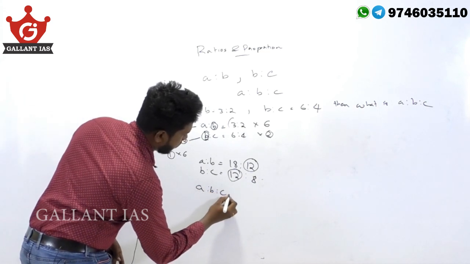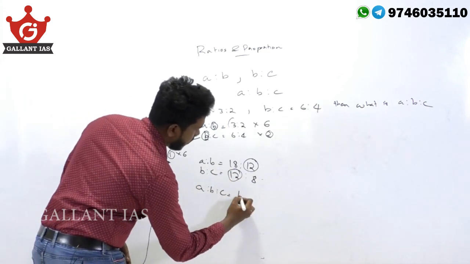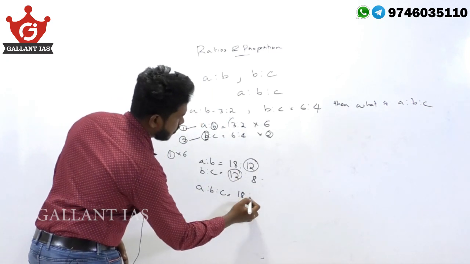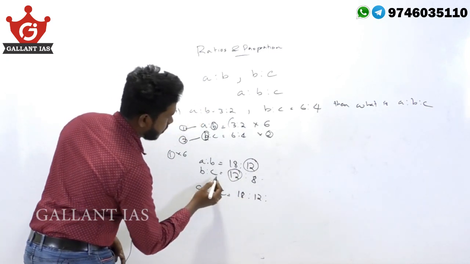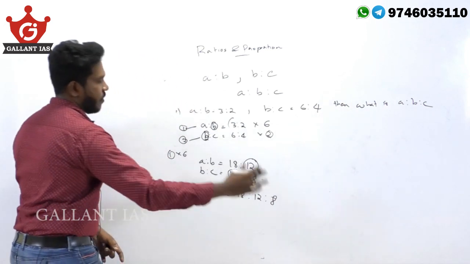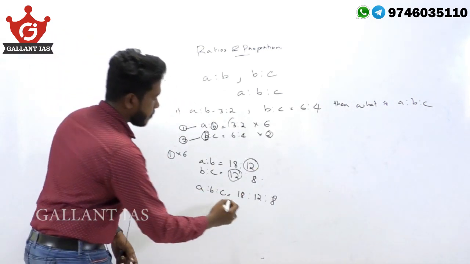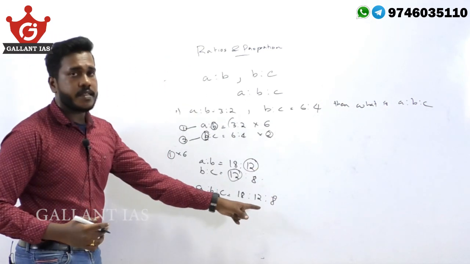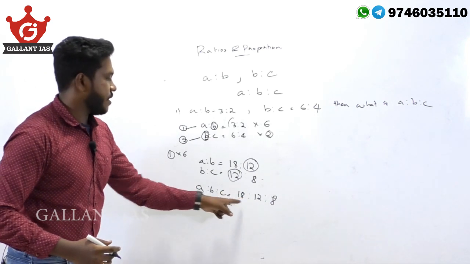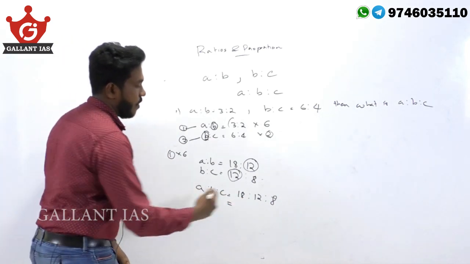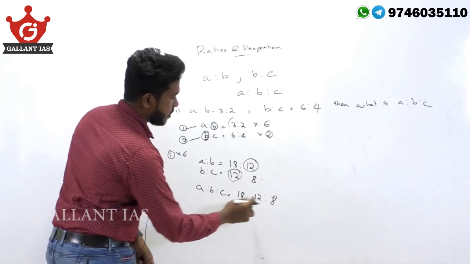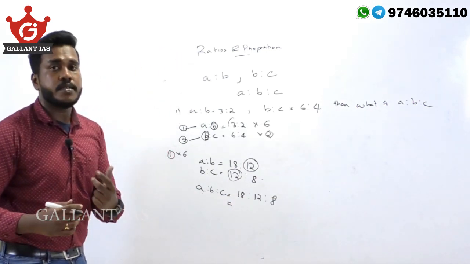So A is to B is to C, what? A is what? 18, and B's value is the same, right? So 12, and C is what? 8. Okay, we got A is to B is to C. Now we can simplify this value. We can simplify this equation by dividing throughout by 2. When we divide this equation throughout by 2, we actually get the simplified form.